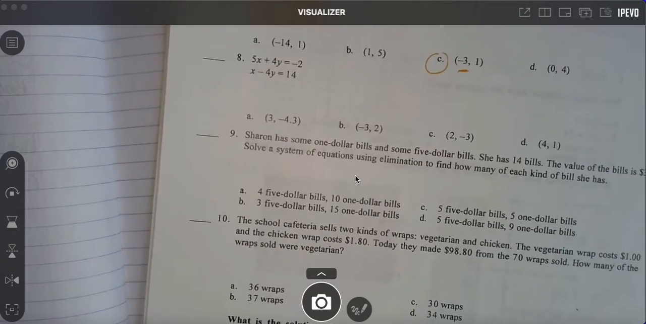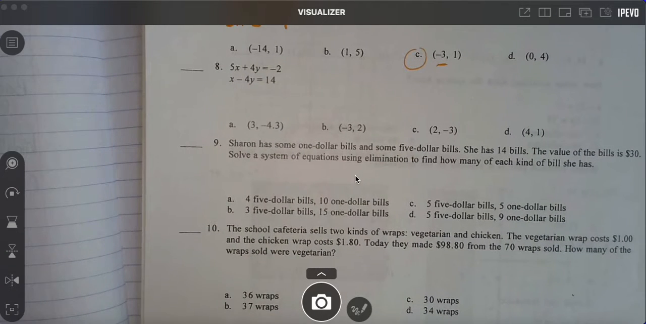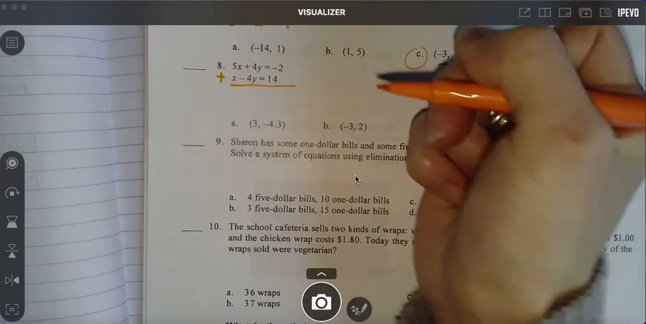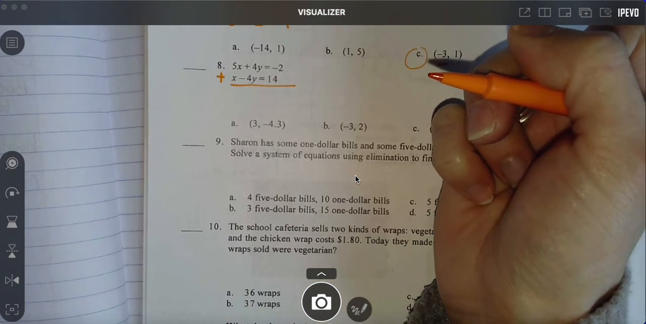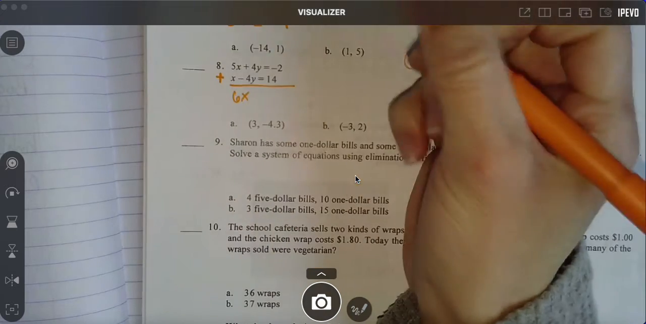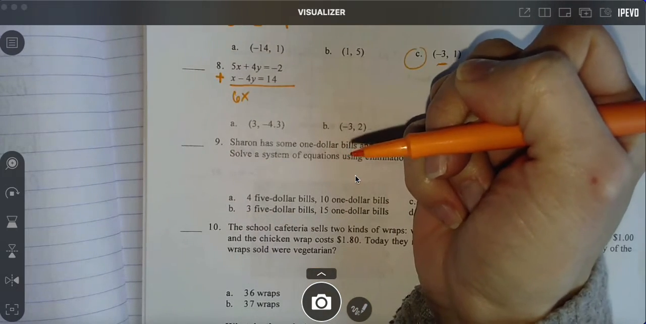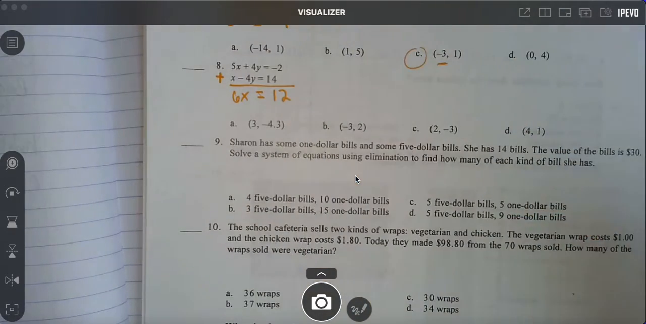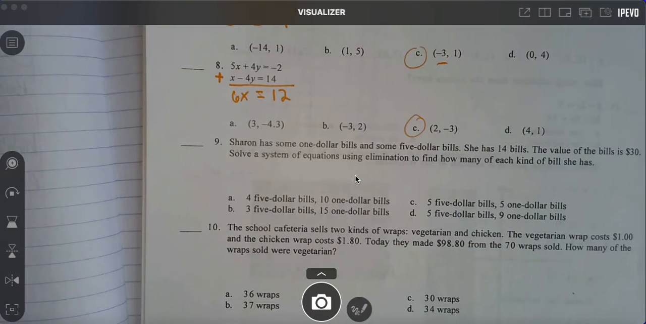All right, number 8. What's the same? The x's or the y's? The y's match. They both have 4s. Since they have different signs, again on this one, I add. What is 5x plus 1x? 6x. Negative 4y and the positive 4y are eliminated. And negative 2 plus 14 is 12. If I divide by 6, what's x going to equal? 2. There we go. We can tell our answer. If there were 2 of them with that answer, you would just have to plug it in and see what the y would be. Are we feeling good about these?